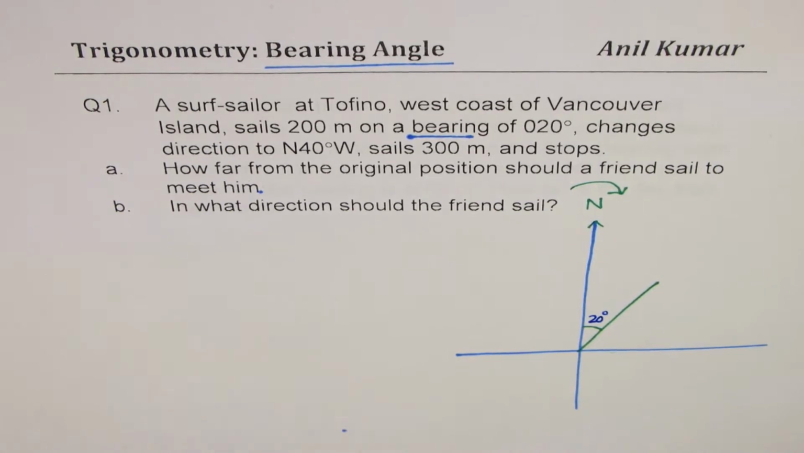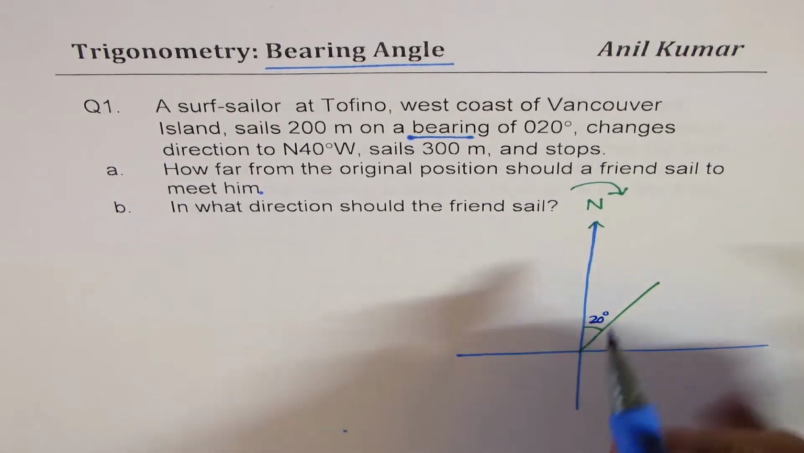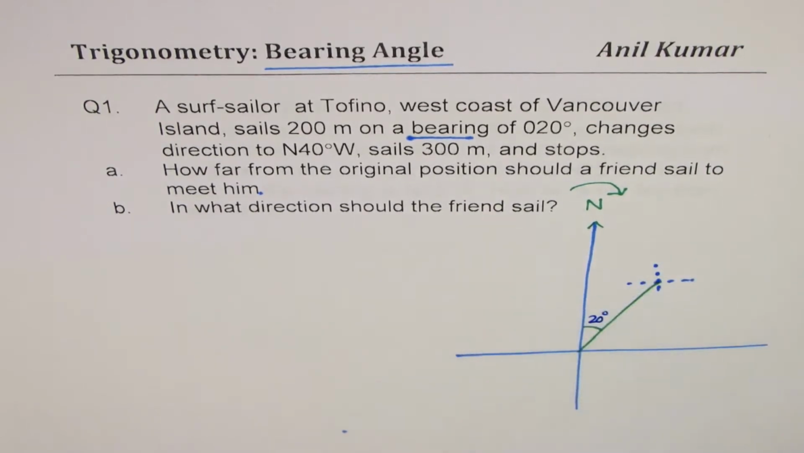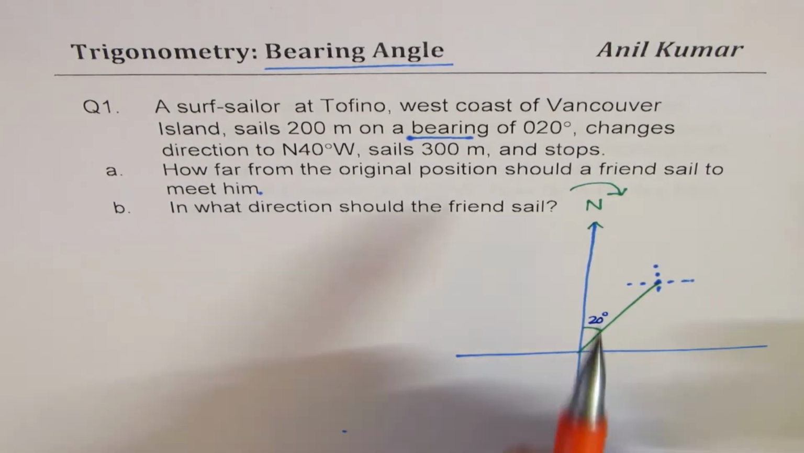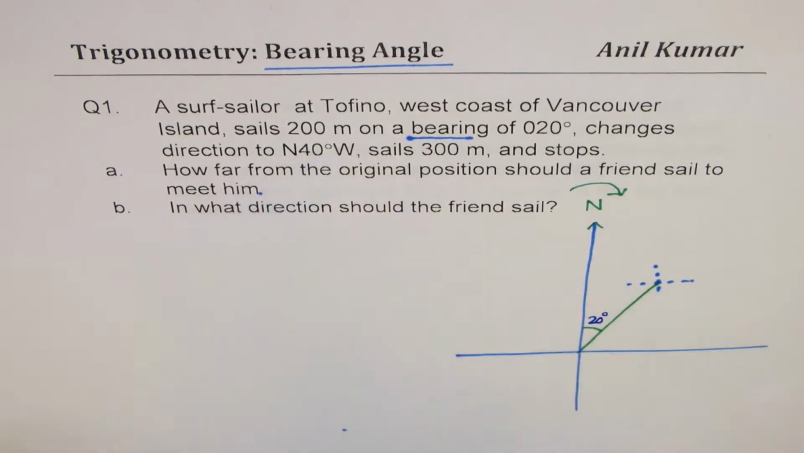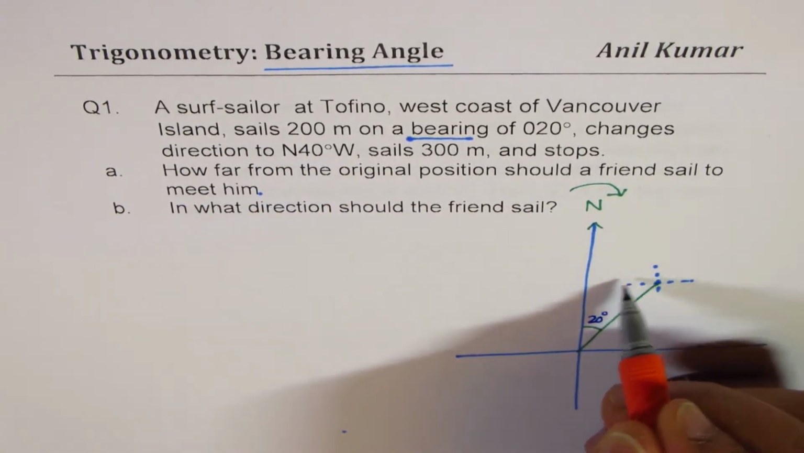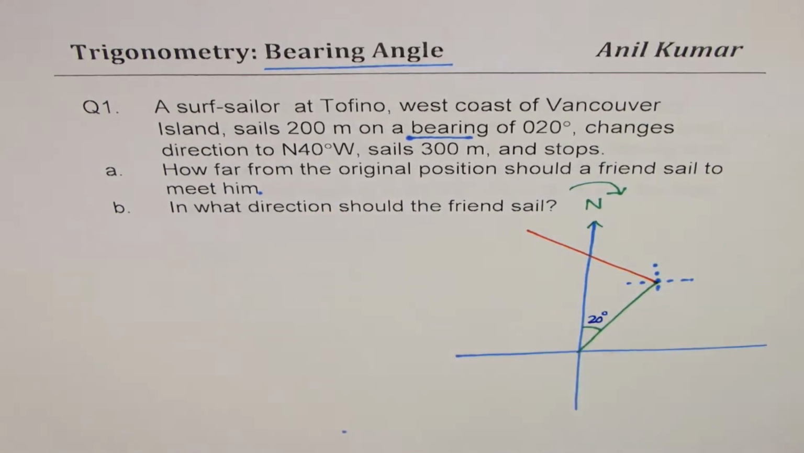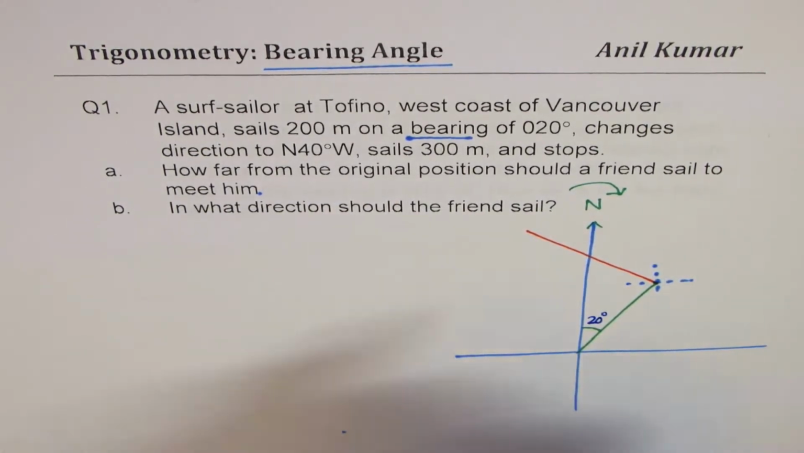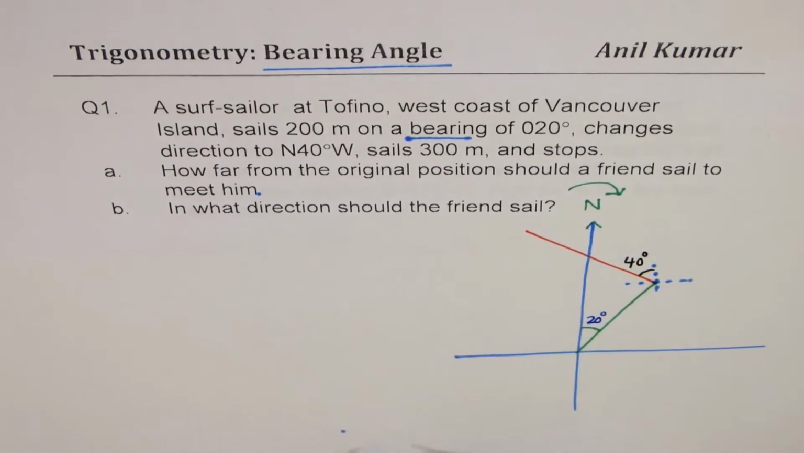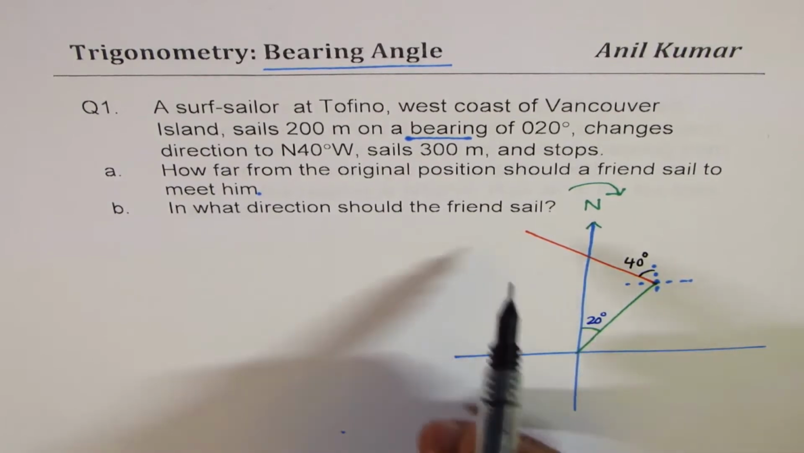Now at this point, the sailor changes direction. So I'm just drawing my coordinate plane once again here, so that I could show the next direction, which is north 40 degrees west. That means from north 40 degrees this side. So we'll go kind of like this, right? So this angle becomes 40 degrees now for us. Is that clear?